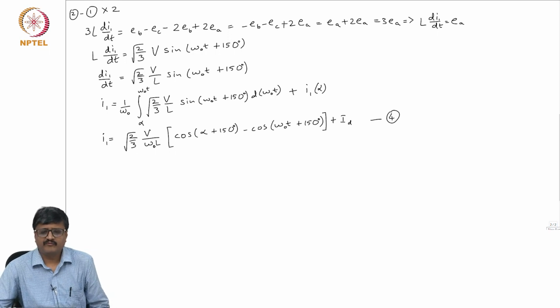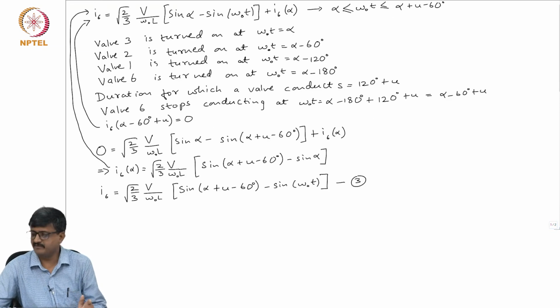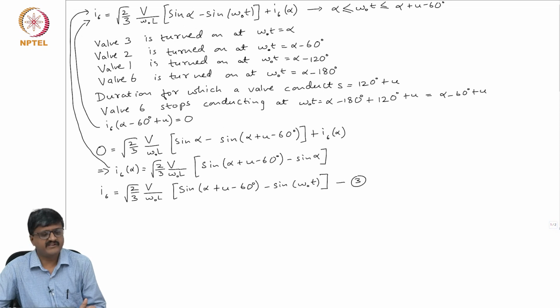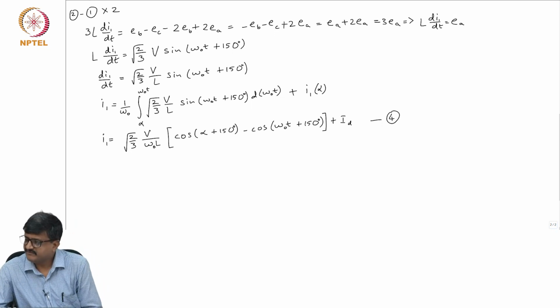Now we have the expression for I1 and I6 in the first subinterval. Let us go to the second subinterval. So equation 3 is the expression for I6 in the first subinterval. Then equation 4 is the expression for I1 in the first subinterval. Now let us go to the second subinterval.